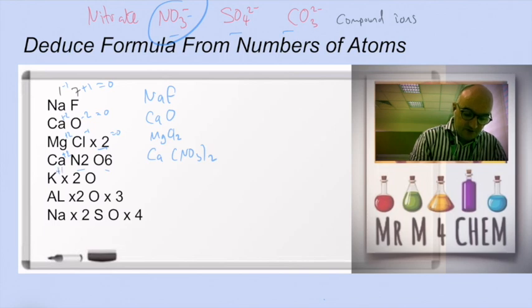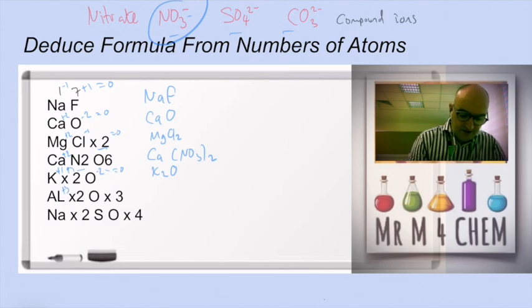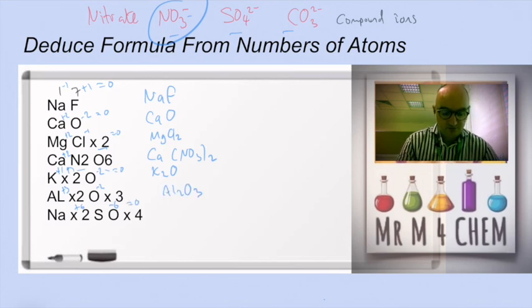Potassium is +1, oxygen is -2. So 2 times +1 is +2, -2 is 0. K2O, potassium oxide. Aluminium is +3, oxygen is -2. 3 times +2 is +6, 3 times -2 is -6. +6 minus 6 is 0, so it's Al2O3.